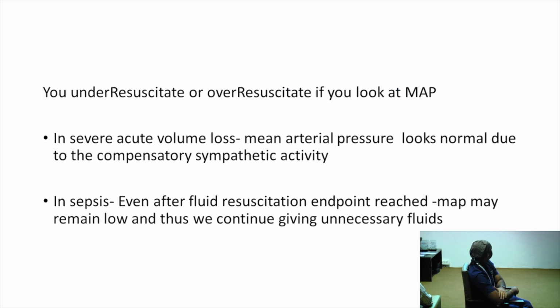So what I'm trying to tell you is, if you look at MAP, if there's an acute volume loss, there will be compensatory hypertension. So there will be high BP, and unnecessarily you will not give any fluids. Likewise, in sepsis, even if you achieve the fluid resuscitation target, MAP sometimes remains low. So you keep on giving fluids, over-resuscitate, and cause organ injury. So don't target the MAP. MAP cannot be a target, but it can be a guide for you. Cardiac output and flow-directed therapy is the way to go.